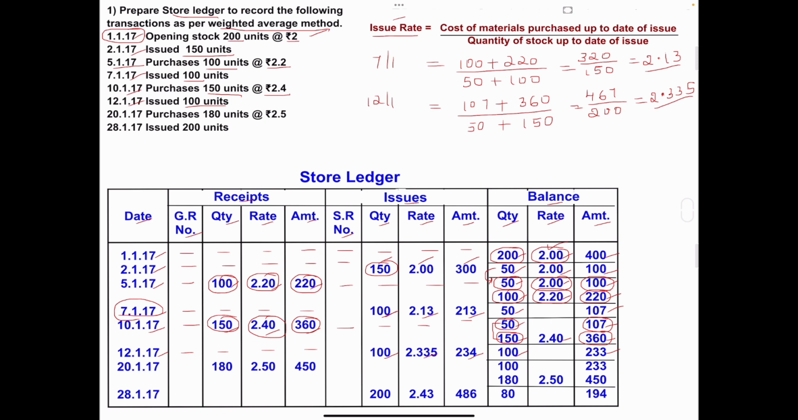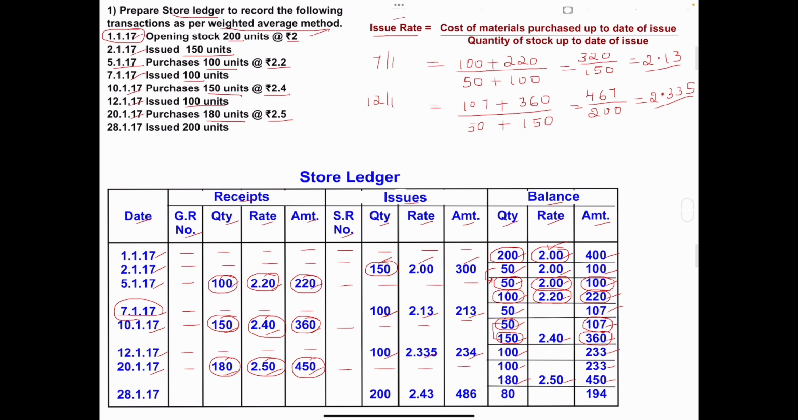Next on 20th January purchased 180 units at rupees 2.50. 20th January, receipts column quantity 180 units, rate per unit is 2.50. 180 into 2.50, total amount is 450. Issues column nil. Previous balance 100 units at 233. Add the recent one, that is 180 units. Rate per unit is 2.50 and the total amount is 450.